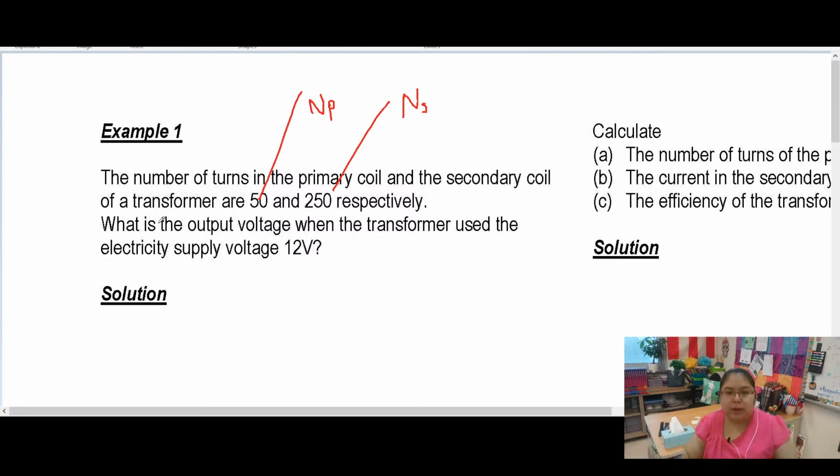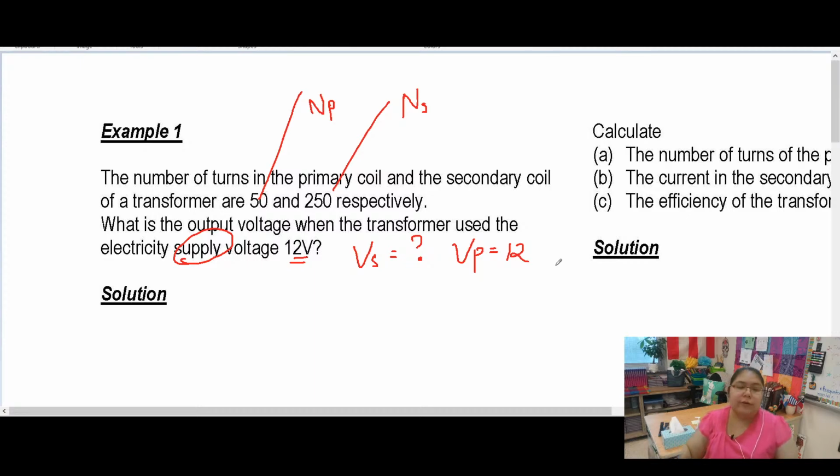Then after that, what is the output voltage? The question wants to know the output voltage. Output means secondary. Then in the info, they also give you supply. Can you see the word supply? Supply means primary. So Vp equals 12. Now we need to do the calculation to find Vs.